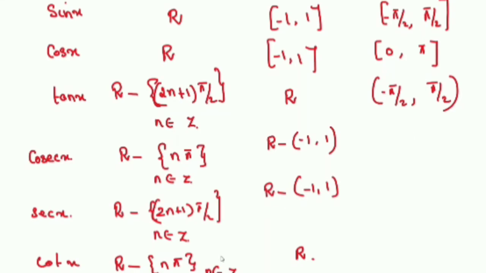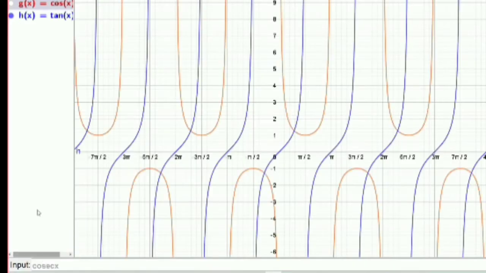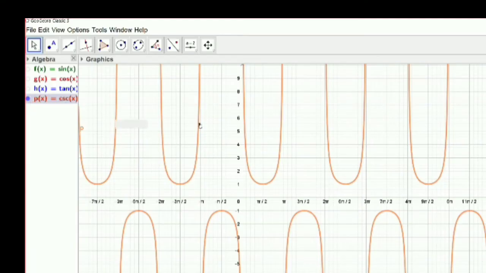Now cosec x, so the cosecant x branch, one should go to minus infinity, the other one should go to plus infinity. So the domain will be, see this, minus pi by 2 to plus pi by 2.